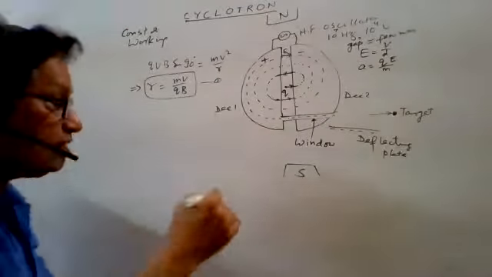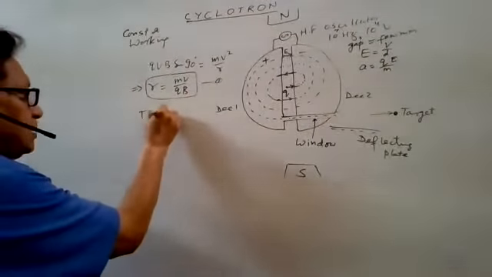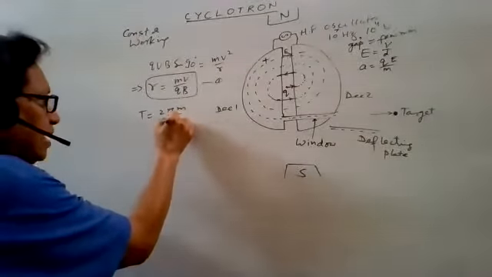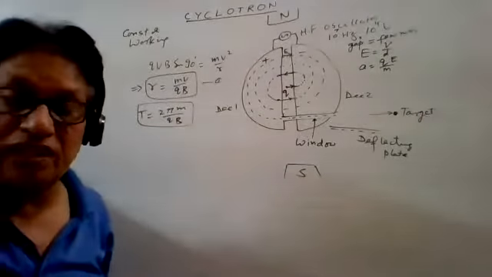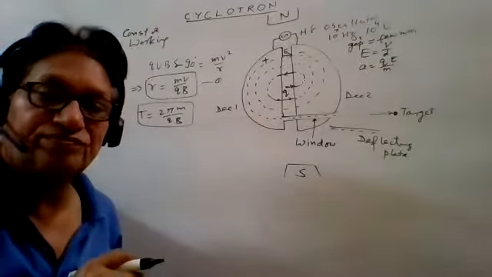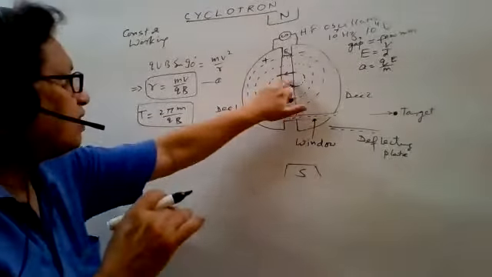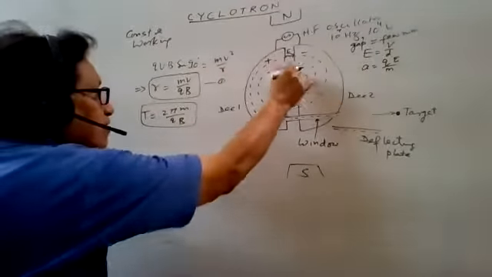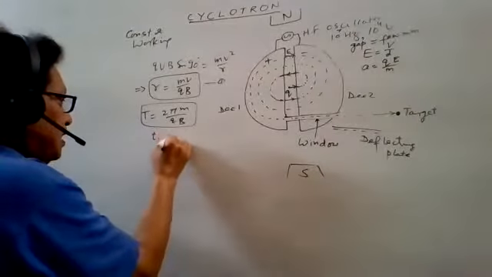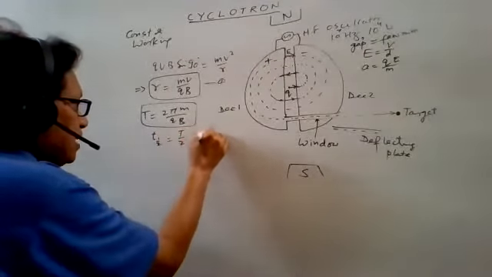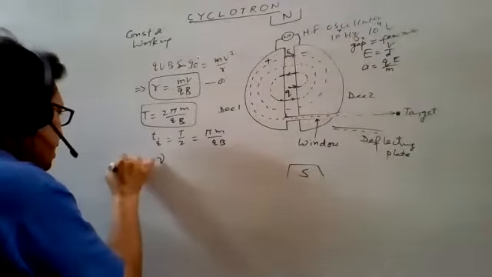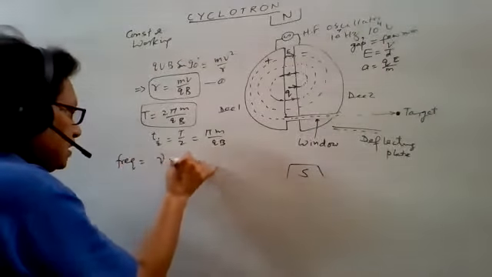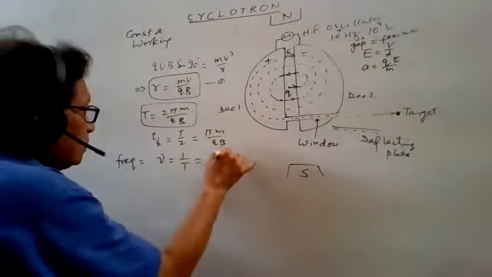At the same time, we have discussed the time period. It comes to 2 pi m upon qB. How can you find out this time period? This is the time period for one cycle. It is independent of velocity, and half time in one cycle, T half will be T by 2, that means pi m upon qB. At the same time, frequency will be equal to just the reciprocal of the time period. So this comes here.